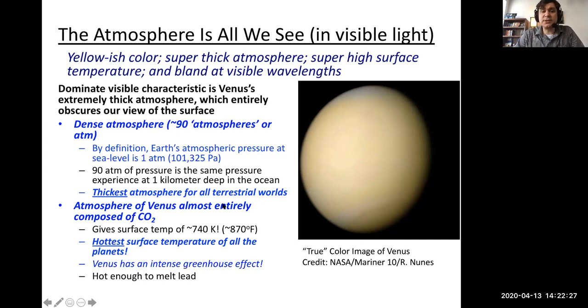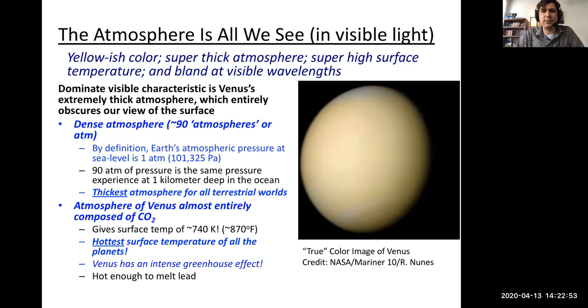What is the atmosphere made out of? Well, we'll look at the specific breakdown later, but it's overwhelmingly made out of carbon dioxide, CO2, a greenhouse gas, which gives Venus an extreme greenhouse effect. Because it's such a thick atmosphere, it regulates the temperature, so the surface temperature on Venus is pretty much the same everywhere all the time. Doesn't matter if it's day or night, equator or pole, it's almost always 740 Kelvin.